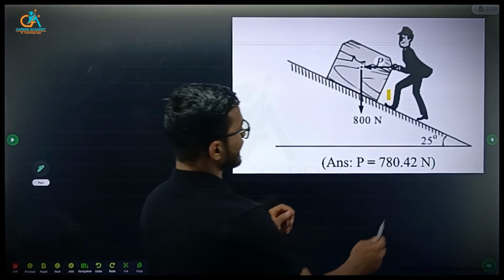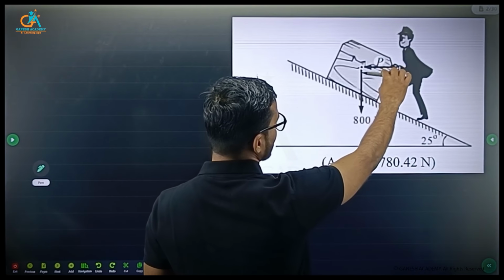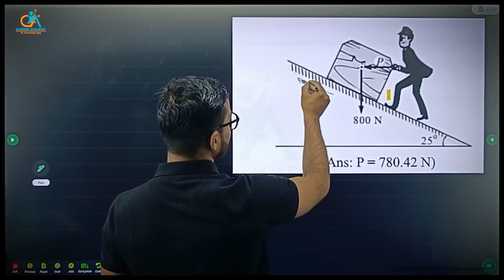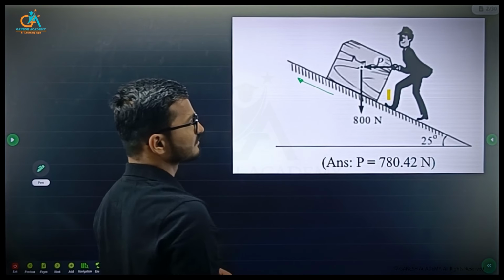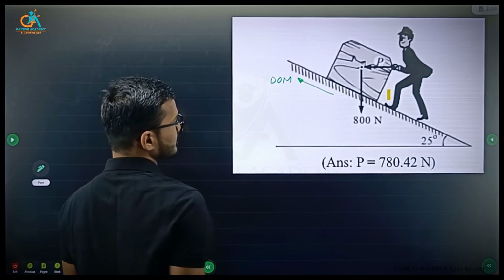So exactly क्या करना है, horizontal force find करना है P which is applied on the block to move this block in this direction. So this is the direction of motion mentioned.